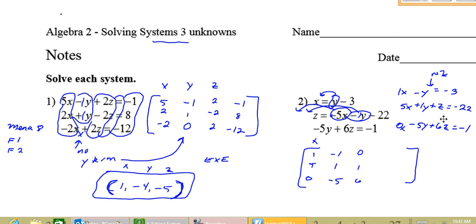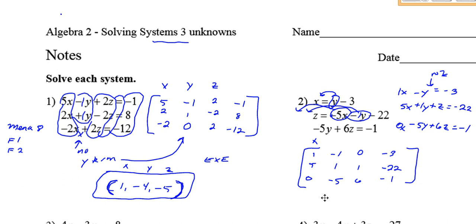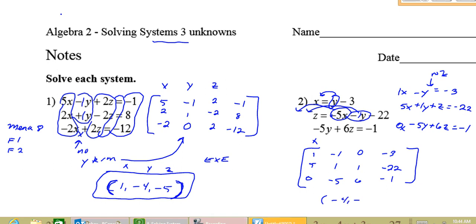And then our equal signs are all lined up. And then we have -3, -22, and -1. Go ahead and pause the video, plug that into your calculator, and see if you get your answer. So if you did that, you should get -4, -1, and -1 as your final answer for question number 2.